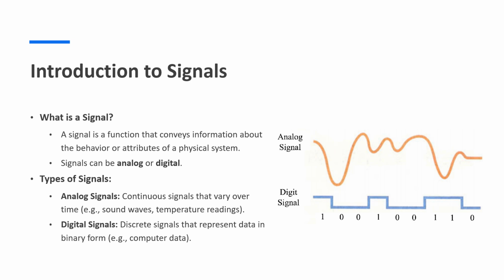I think last class I already explained about analog and digital, but still, let me explain it again. So analog signals, these are continuous signals that can take any value within a range. For example, sound waves, temperature readings, and voltage in a circuit.